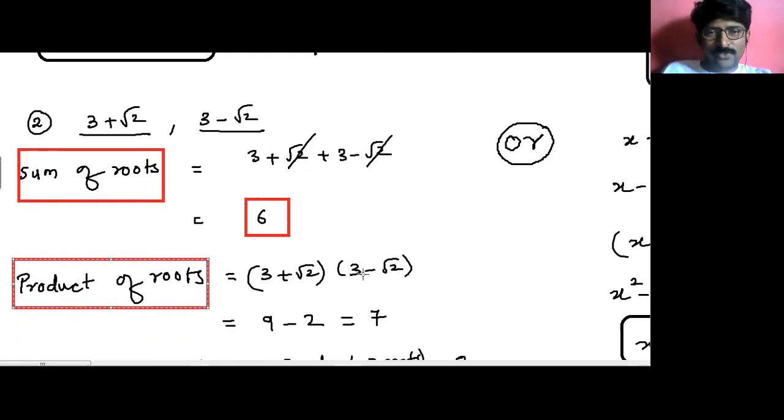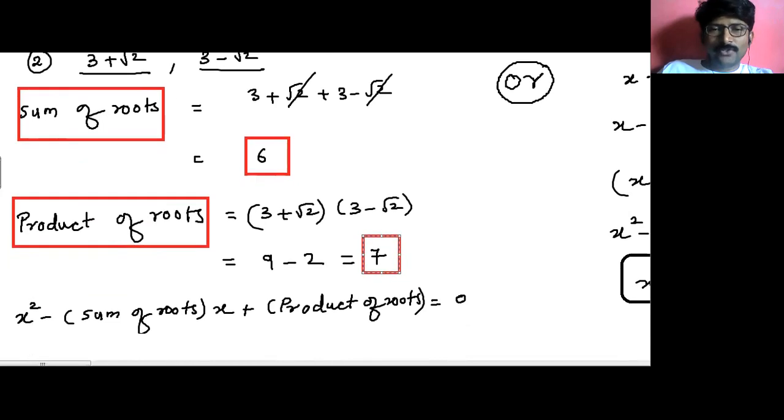So 3 plus root 2 into 3 minus root 2. So this is (a plus b) into (a minus b). So that's a square minus b square. So 3 square will become 9 and root 2 square will become 2. So 9 minus 2 turns out as 7. So we got the sum of the roots is 6 and the product of the roots is 7.